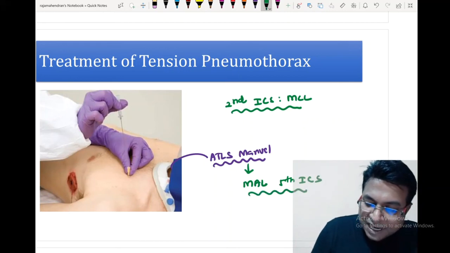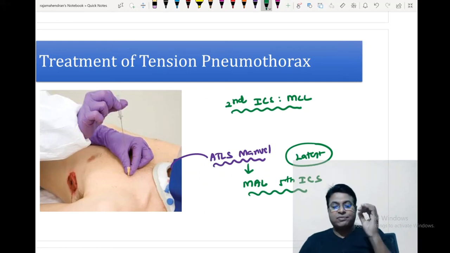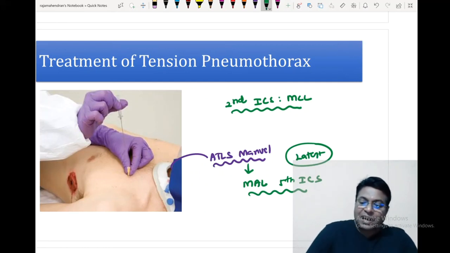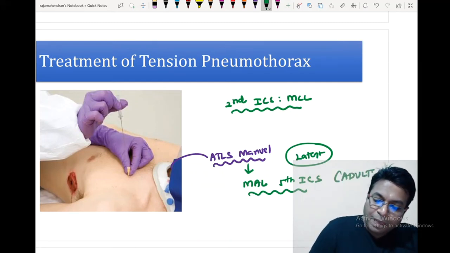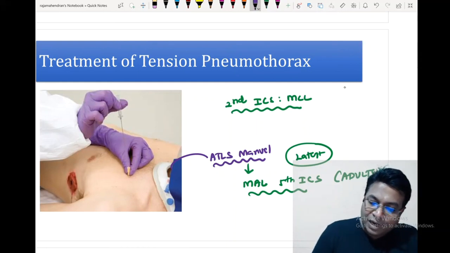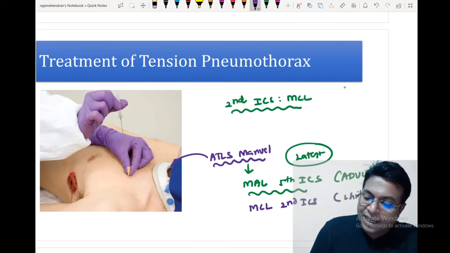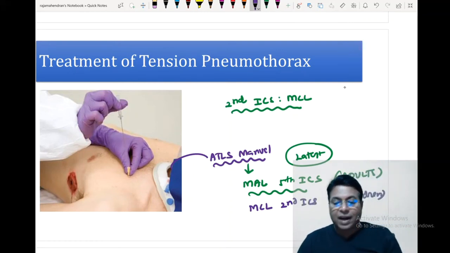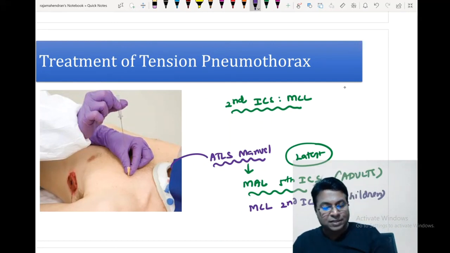The latest answer for this question, where will you put a needle in a tension pneumothorax, is the fifth intercostal space in the mid-axillary line for adults. But for children, where will you put the needle? For children it is the same, mid-clavicular line, second intercostal space. They have not changed it for children, only for adults. Please don't get confused in this. This is a very basic FMG question. You will definitely get it in exam.